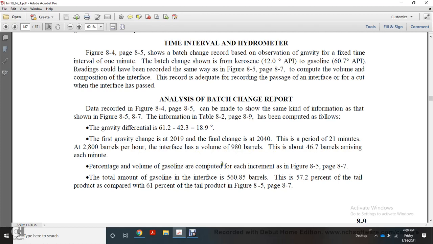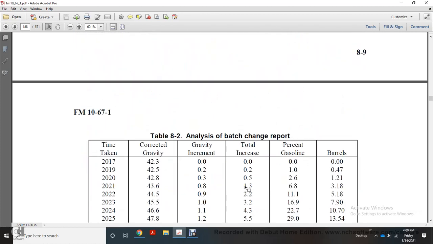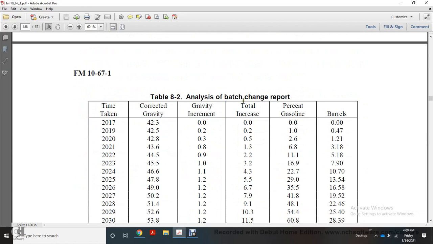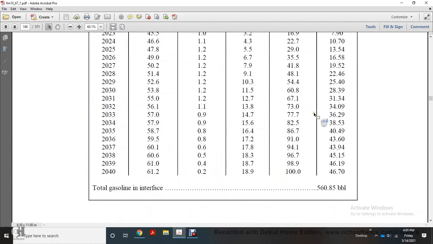The percentage volume of gasoline is computed for each increment, as in figure 85, page 87. The total amount of gasoline in the interface is 560.85 barrels, which is 57.2% tail product, compared with 61% tail product in figure 85, page 87. Table 8-2 shows the analysis of the batch change report: time taken, corrected gravity, gravity increment, total increase, percent of gasoline, and barrels.